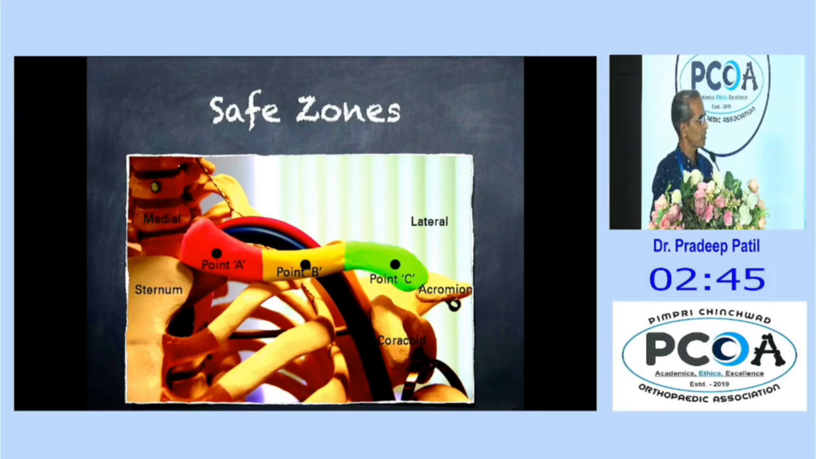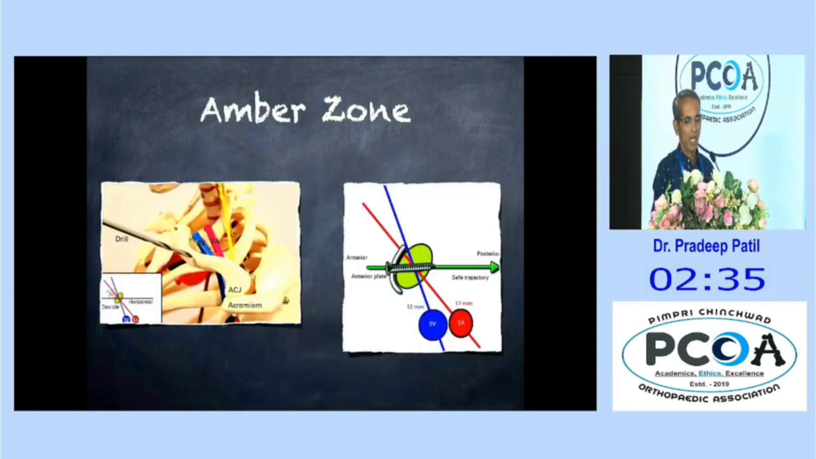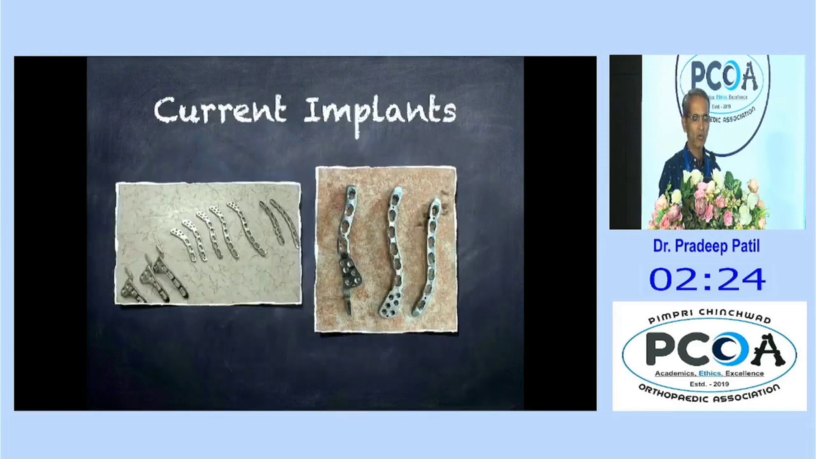In the red zone, the chances of injury are very high. While doing anterior plating, the red zone has the danger of passing the drill from anterior to posteriorly. And when you are plating from the superior side, if you pass this diagonal screw, the chances of injury are more. So you should be very cautious in drilling in that area. These are some of the plates we are now using. Even though the companies are different, anatomically all the plates look similar.